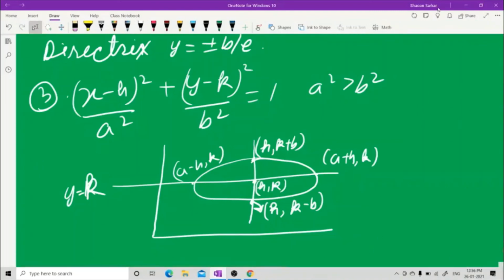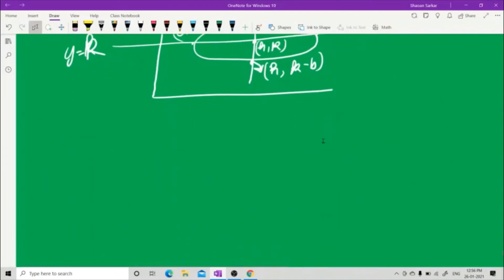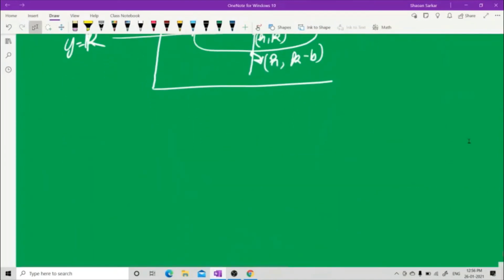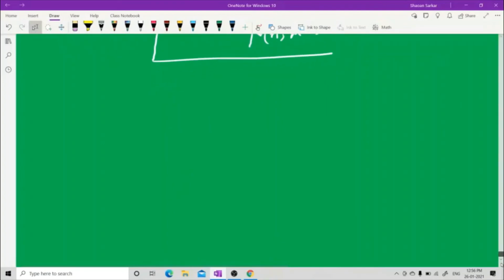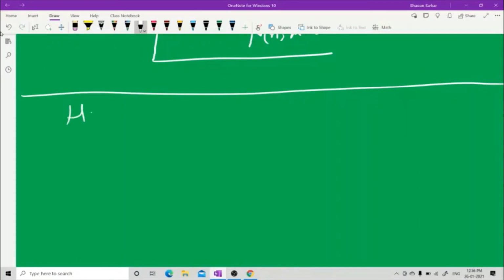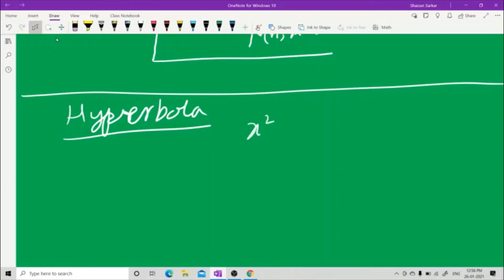Now let's go to hyperbola. The next is hyperbola. Wait, let us draw this line. We have the hyperbola. This is also a very, very important equation. It is of the form x square by a square minus y square by b square equal to 1. Now this looks something like that.